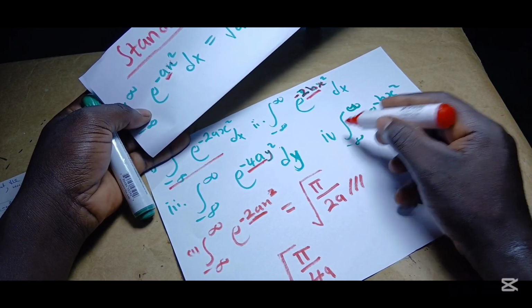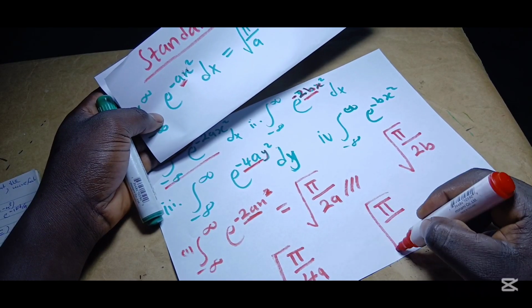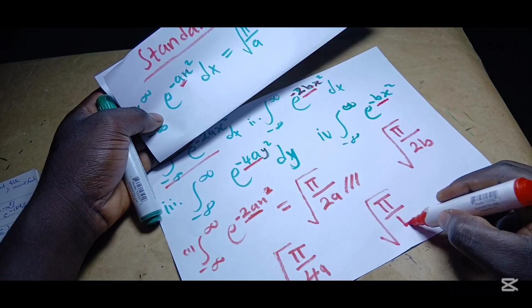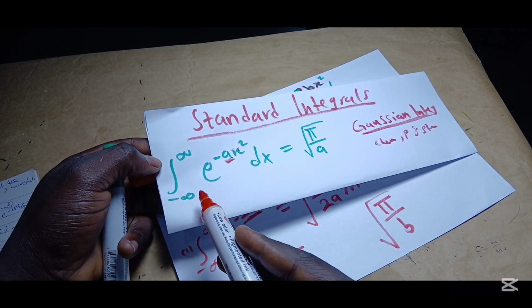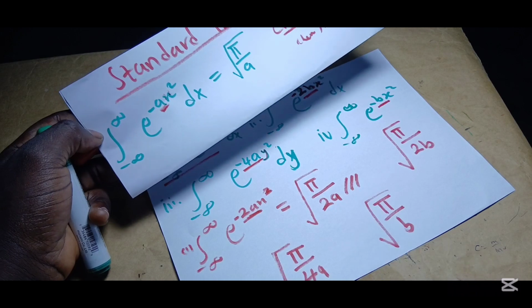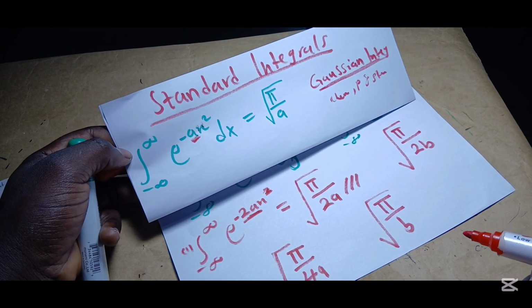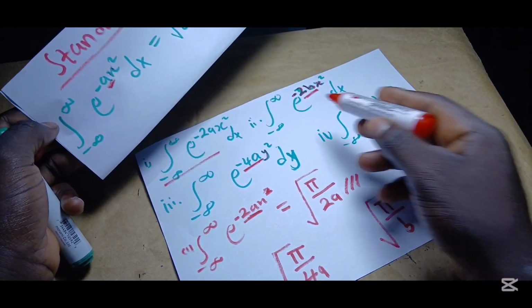And looking at IV, we just have to take square root of pi all over a, and a is the coefficient of x squared, which is b. So that is how you can apply this standard integral to problems like this. I mean, basically, these are the short way of solving Gaussian integrals of this form.